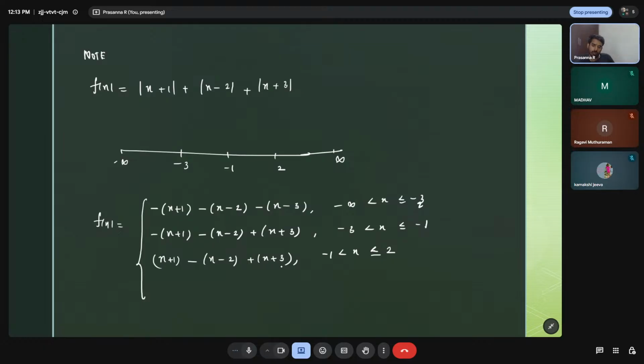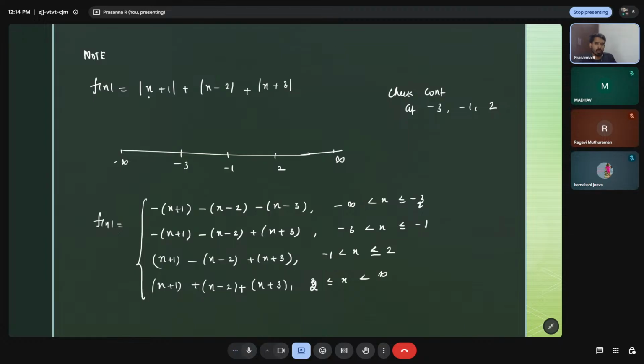Minus 1 to 2. And if you take 3 here, 3 plus 1, 3 minus 2, 3 plus 3, all are positive. Then you can check continuity at minus 3, 1, and 2. You find the LHL, the RHL at minus 3, and the function value at minus 3. You see whether all three are equal.